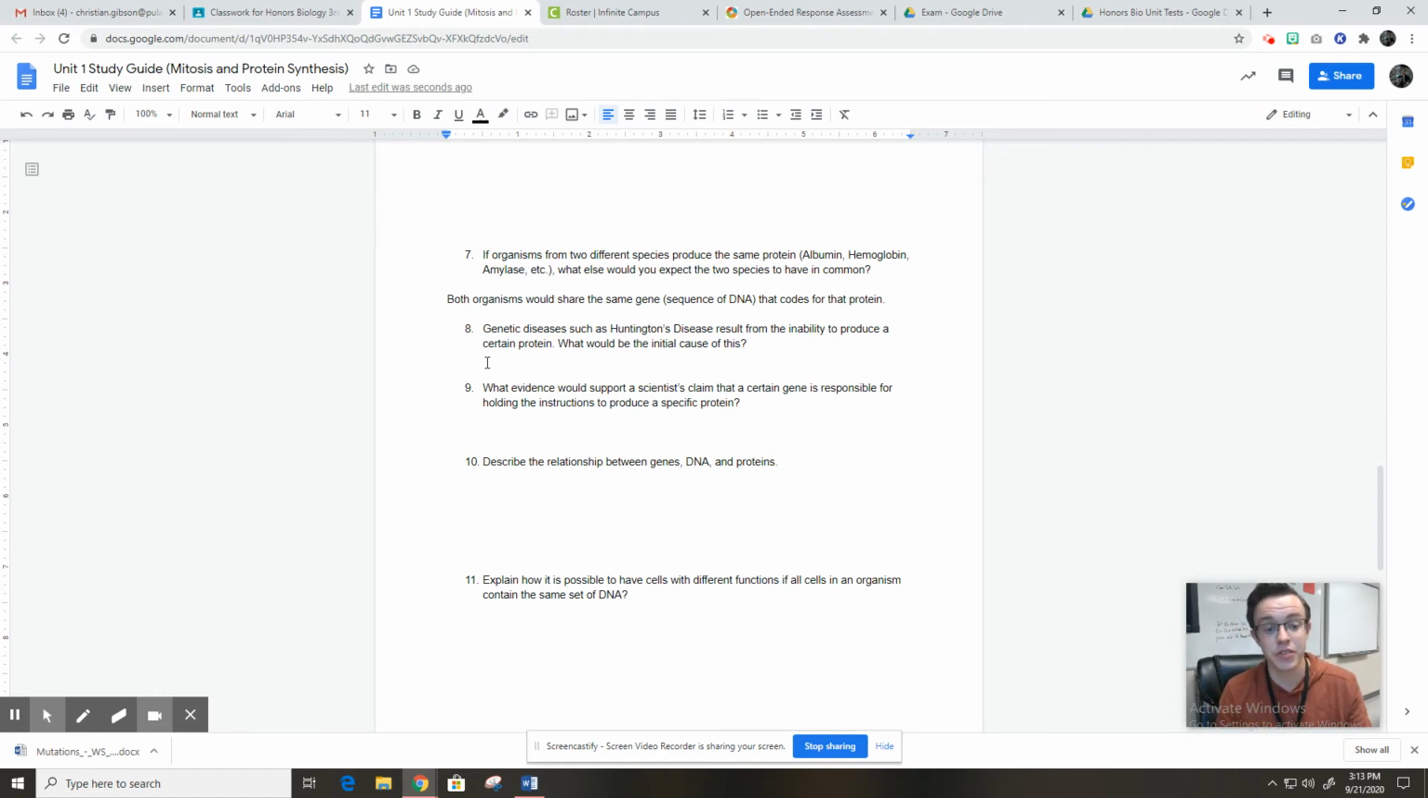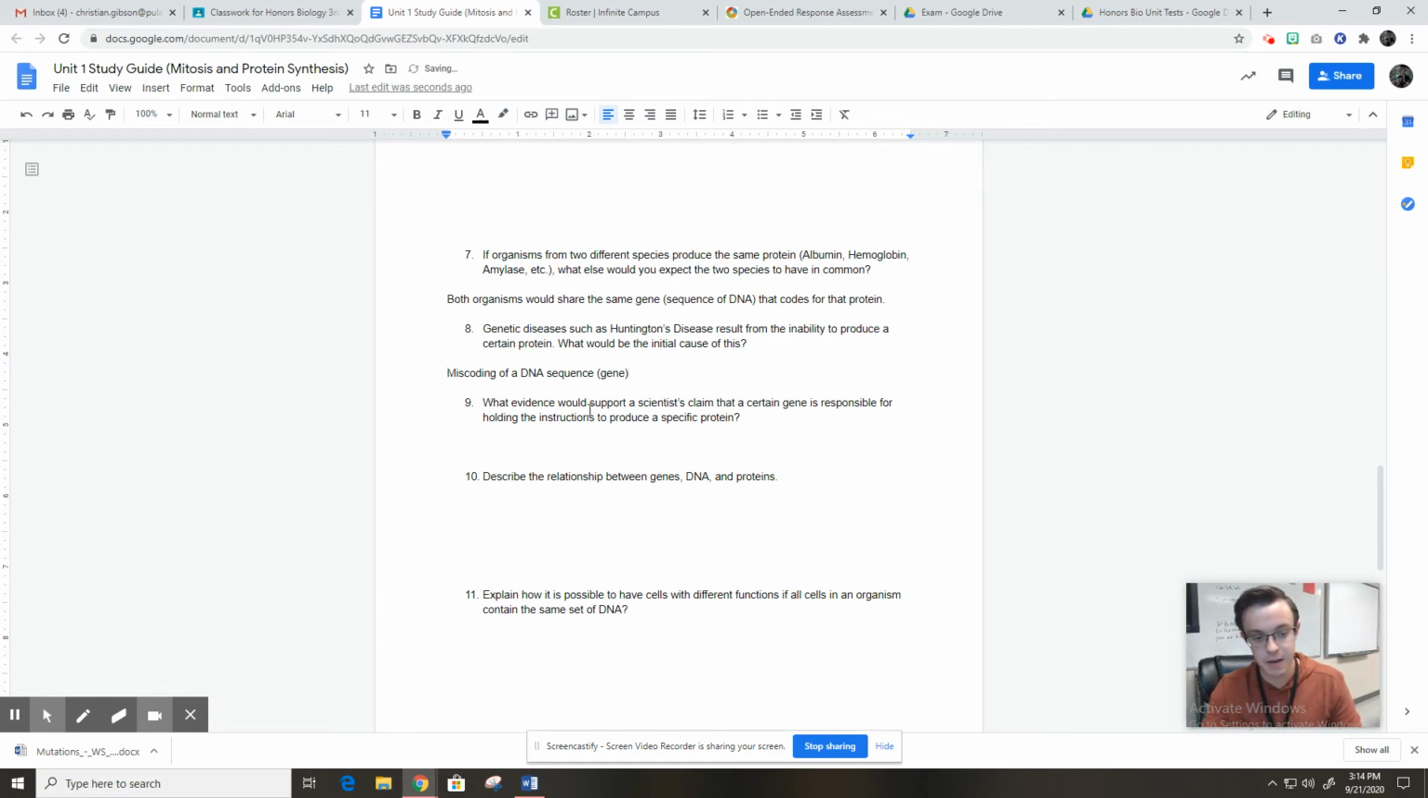Well, it's the same thing here. So this genetic disease, like Huntington's, prevents your body from making a certain kind of protein. And so what would be the cause of that? Well, it would come from the instructions for how to make that protein. So it would come from some sort of miscoding or misreading of a DNA sequence for that protein, also known as a gene. Okay, so just a miscoding or a misreading of that DNA would prevent us from making that correct protein.